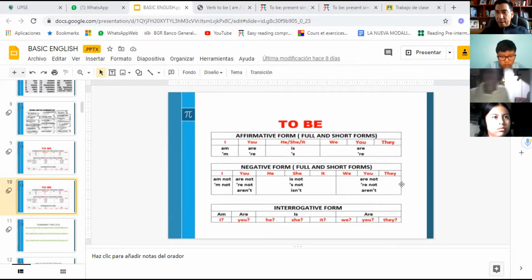I repeat, you can use the complete form: we are, you are, and they are. Or you can use the contraction: we're, you're, and they're. That means that you cannot say, for example, "we is," "you is," or "they am."